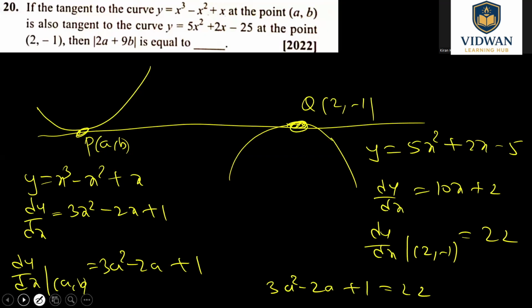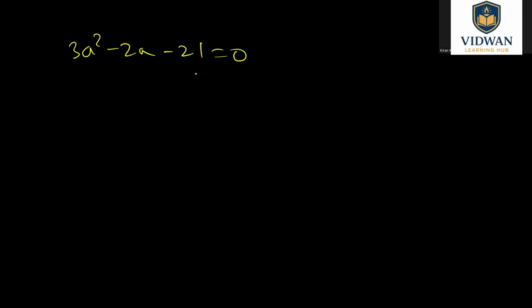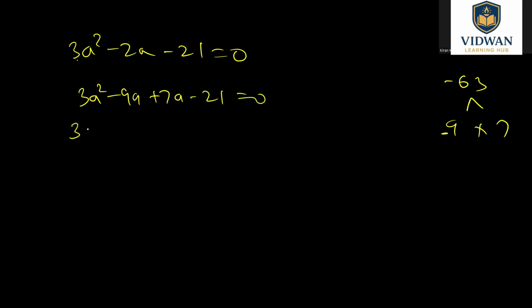So we will have 3a square minus 2a plus 1 minus 22, that is minus 21, equal to 0. Now write down the factors for this. 3 into 21 is 63. You can take the factors as 9 and 7 with a negative sign, because when you add them, you'll get the middle term minus 2. So split this as minus 9a plus 7a minus 21 equal to 0. Taking 3a common, we'll get 3a into a minus 3 plus 7 into a minus 3 equal to 0. Solve this, you'll get a value 3 and minus 7 by 3.